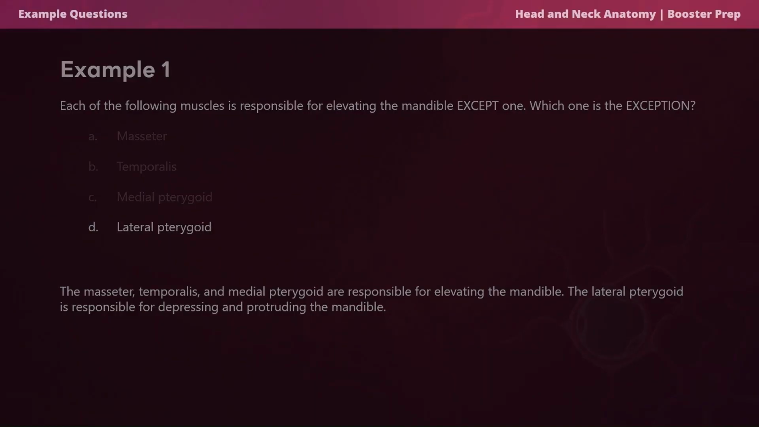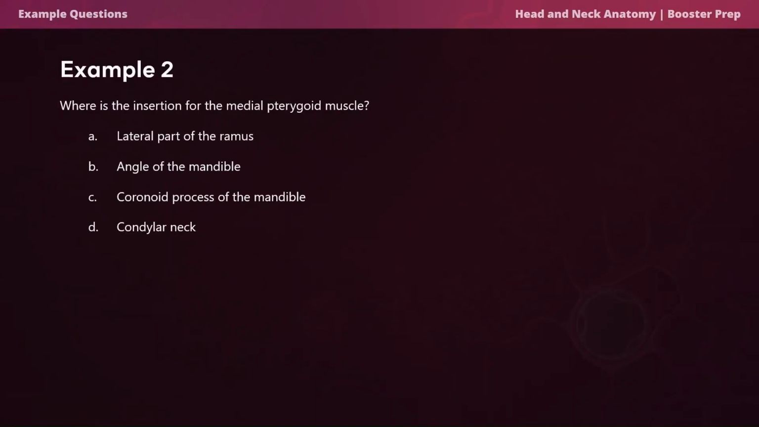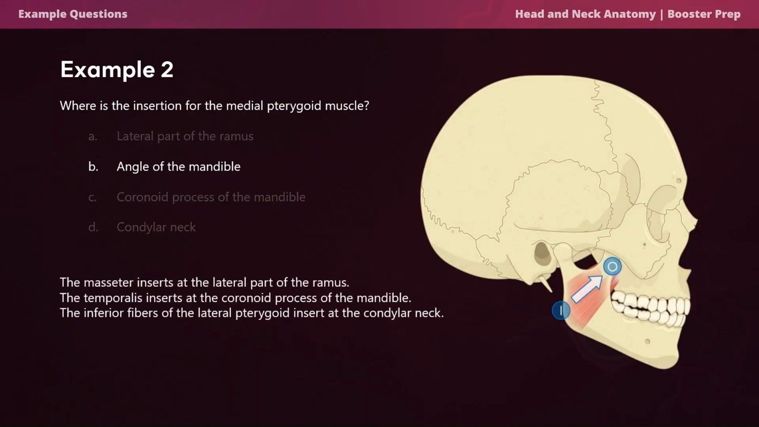And next, another question. So example question 2. Where is the insertion for the medial pterygoid muscle? The lateral part of the ramus, the angle of the mandible, the coronoid process of the mandible, or the condylar neck? So you can do your own drum roll at home, but the answer is B, the angle of the mandible. So the masseter inserts at the lateral part of the ramus, the temporalis inserts at the coronoid process of the mandible, and the inferior fibers of the lateral pterygoid insert at the condylar neck.